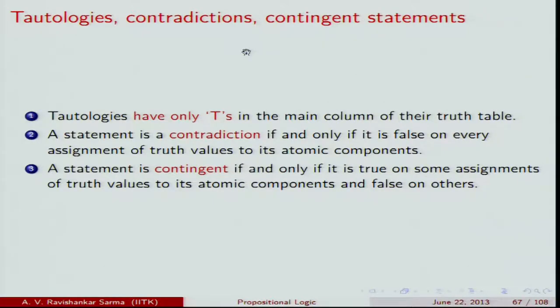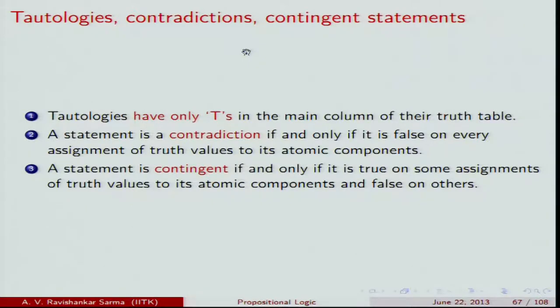One can have tautologies especially when under the main logical connective you have only T's, and a statement is considered to be a contradiction especially when under the main logical connective you have only F's, and a statement is considered to be contingent if and only if it is true on some assignments, that means you assign some kind of values to P, Q as T and F.